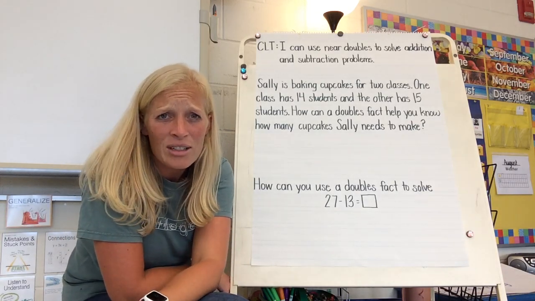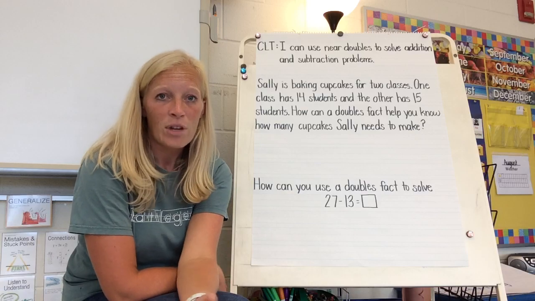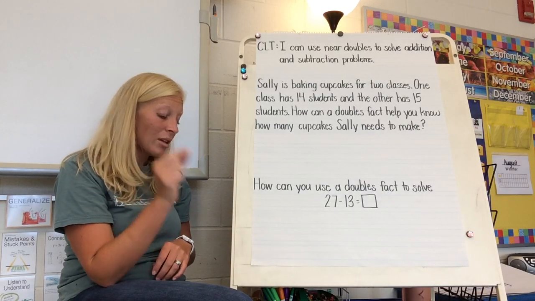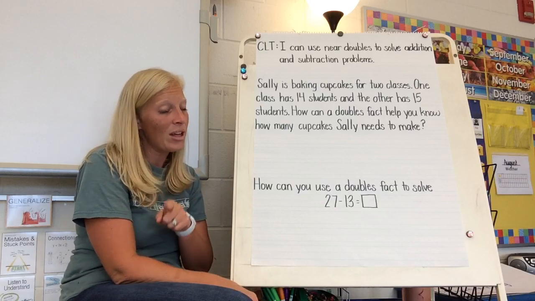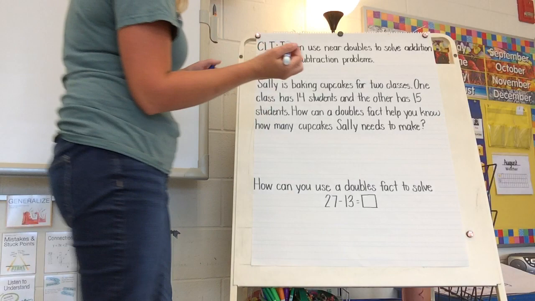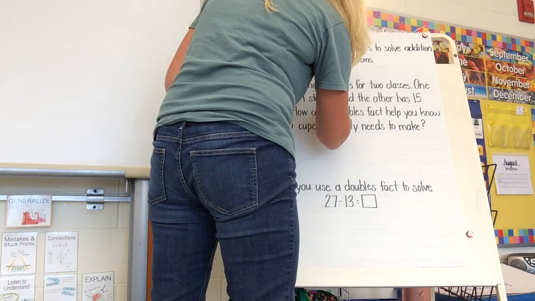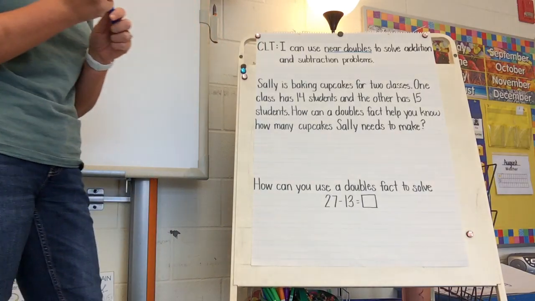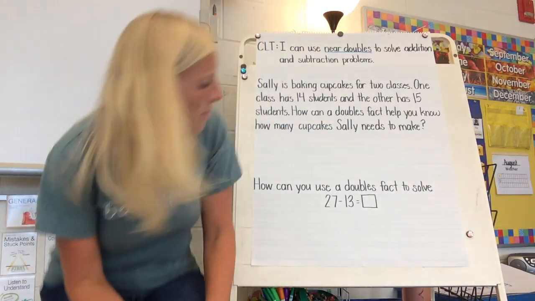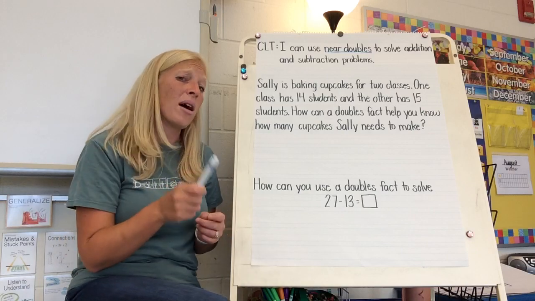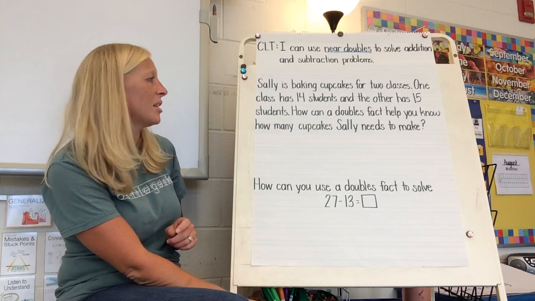What is a near double? You've heard that from first grade, haven't you? Near means close, and if it's close to a double, it's a near double. I just heard somebody say sometimes we call it a doubles plus or minus one. You're right. It's just one that's one away from a double. So one of those numbers is off. And we're going to use what we know about that to help us solve these problems today.